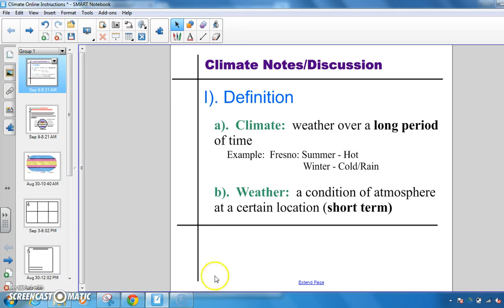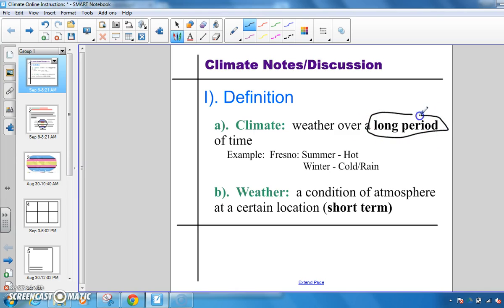You'll notice with the notes that we ended up taking in class, you have your climate notes and discussion. I just want to make sure we emphasize the fact that we're working with climate zones, meaning weather over a long period of time. With this long period of time, every single climate zone happens all the time. It doesn't change. It's over a long period of time, and it's not like weather, which is short term.